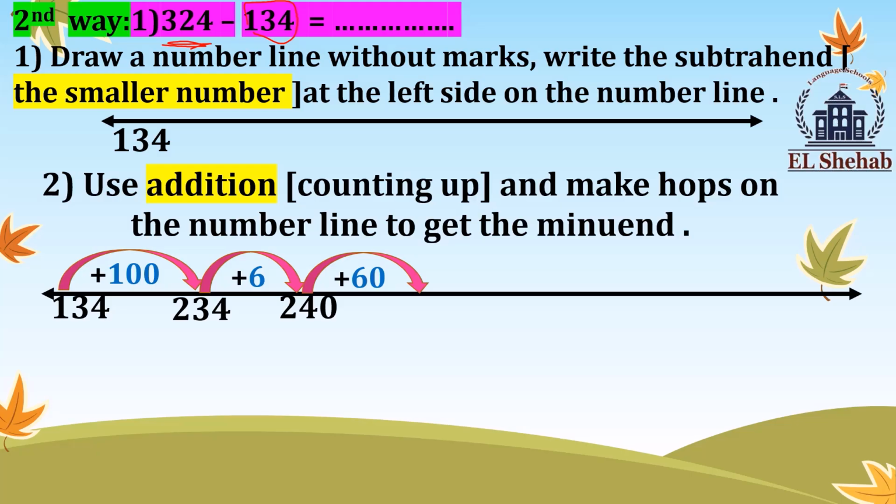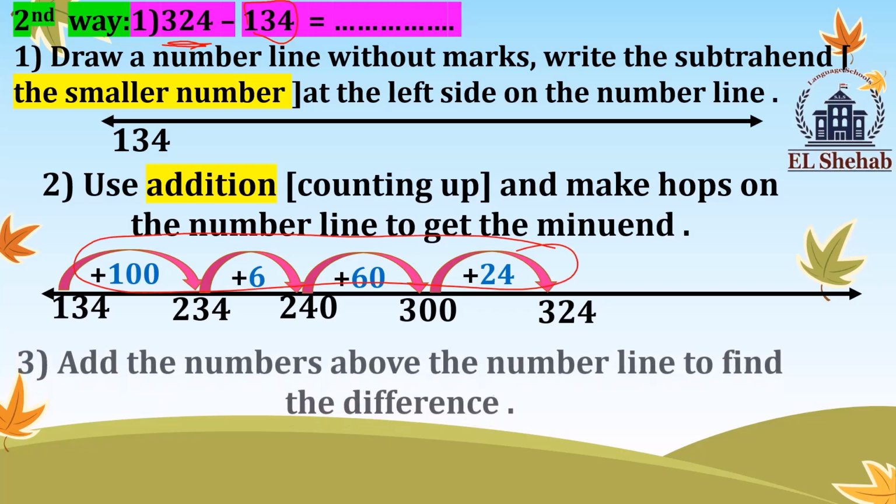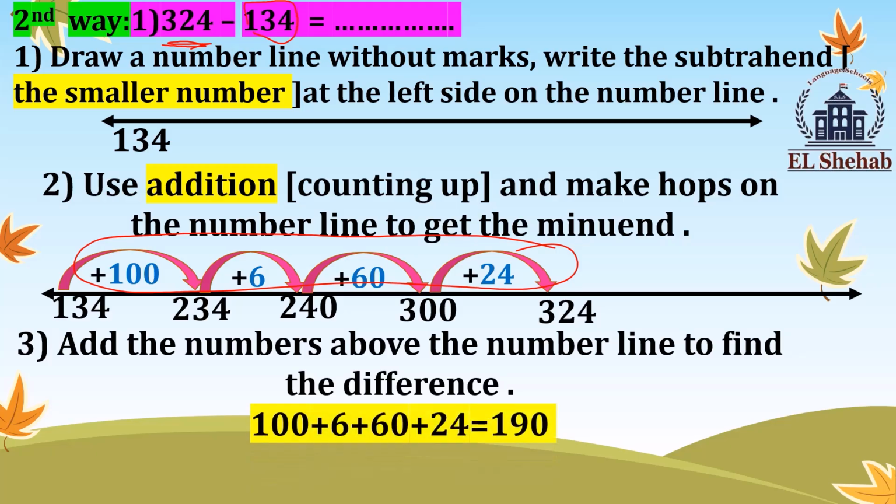250, 260, 270, 280, 290, 300. And then I can add 24. But how can I know the difference now? To know the difference, you have to add all the numbers up here. And it will be equal to 190.